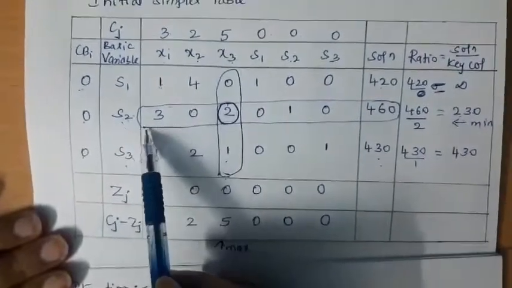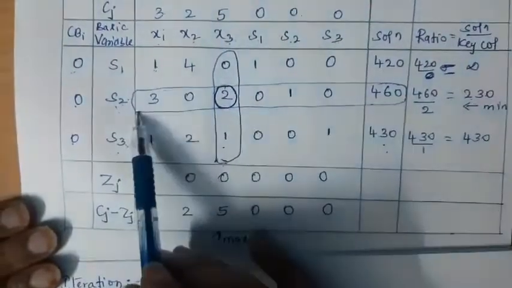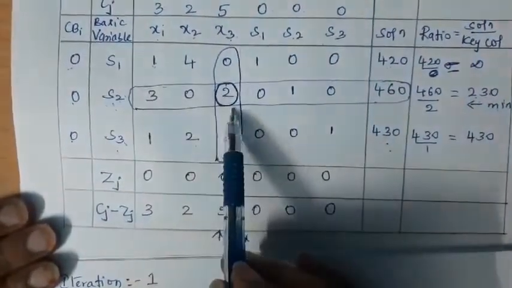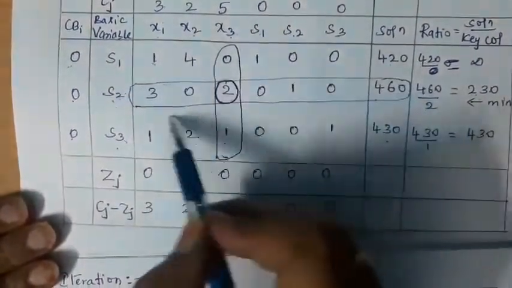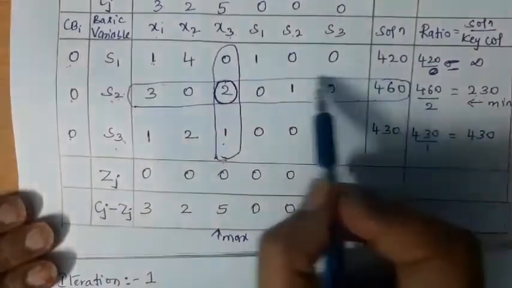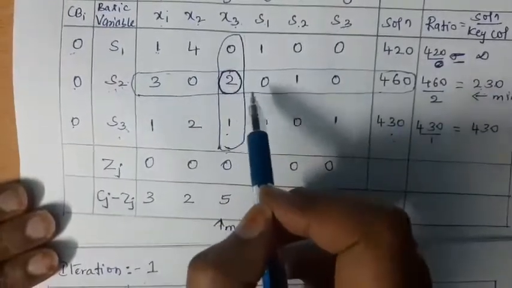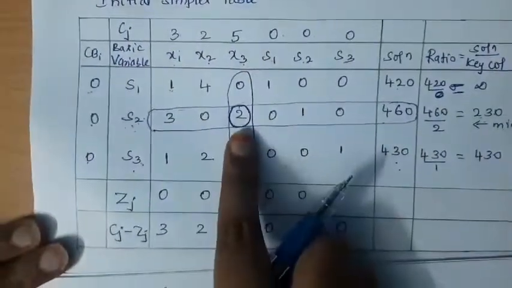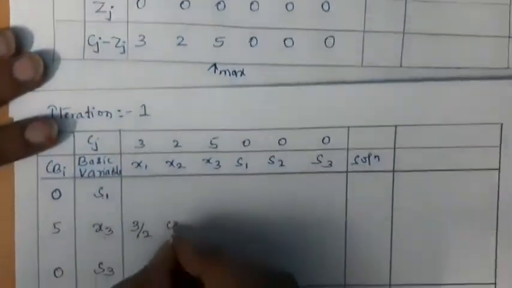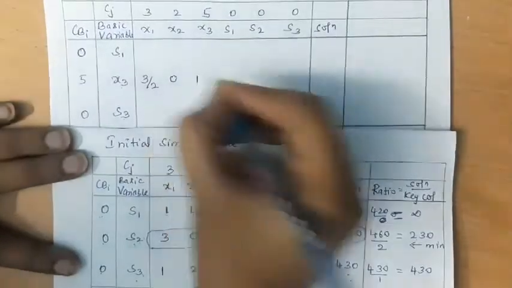From the old table, first we have the key row, which is the S2 row. This complete row has to be divided by the key value. This value is called the key value and this row is called the key row. Now this key row first has to be divided by the key value. That is 3 divided by 2, we'll get 3 by 2. So write down here 3 by 2. Next is 0 divided by 2, that is equal to 0. Next 2 divided by 2, that is equal to 1. So write down here 1.